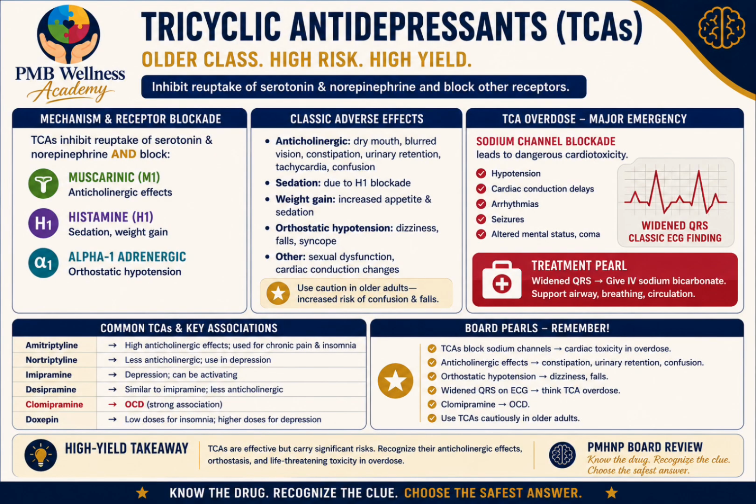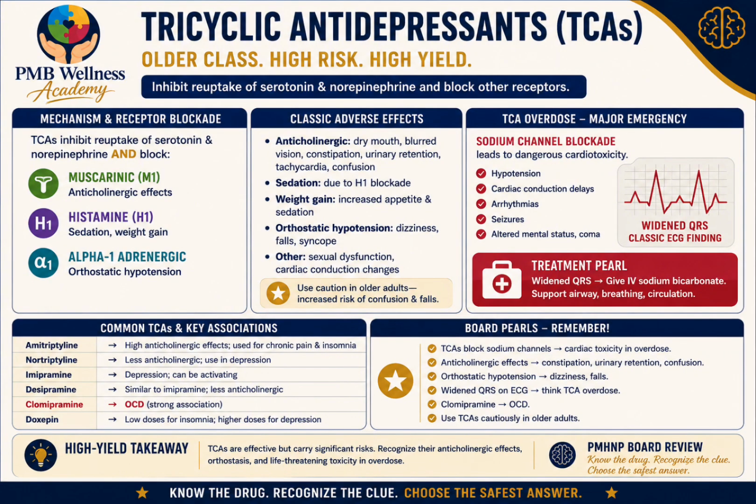TCAs inhibit the reuptake of serotonin and norepinephrine, but they aren't selective. They also antagonize muscarinic, histamine H1, and alpha-1 adrenergic receptors. That broad receptor activity explains much of their side effect burden.